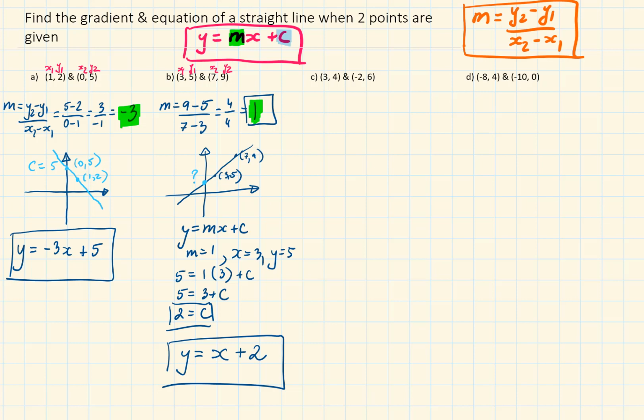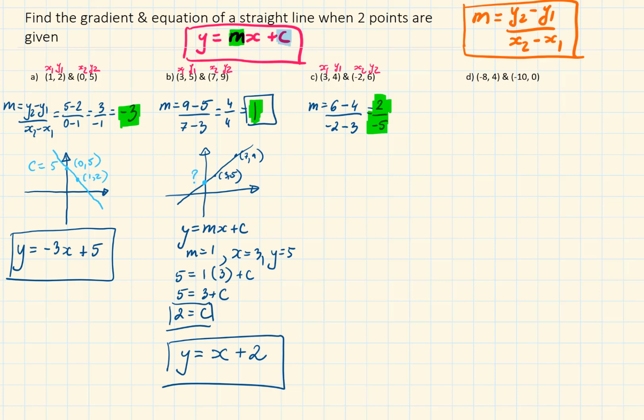To continue, let's label the coordinate points again: x1, x2, y1, y2. Then we're going to use the formula for the gradient again. So it's always actually the same steps. So we do 6 minus 4 over minus 2 minus 3. This will give us 2 over minus 5, and this is the simplest form, so we will keep it like this. Okay, so now we've got the gradient.